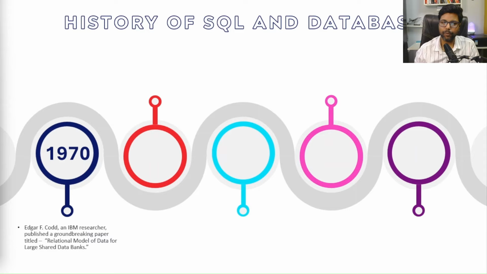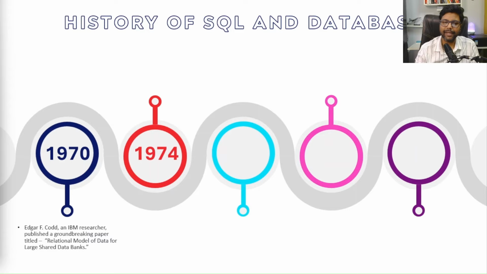So what did he propose? The Codd model proposed organizing data into tables, which he called relations. He suggested using mathematical set theory to manipulate this data. This was basically a complete shift from earlier database models, right?